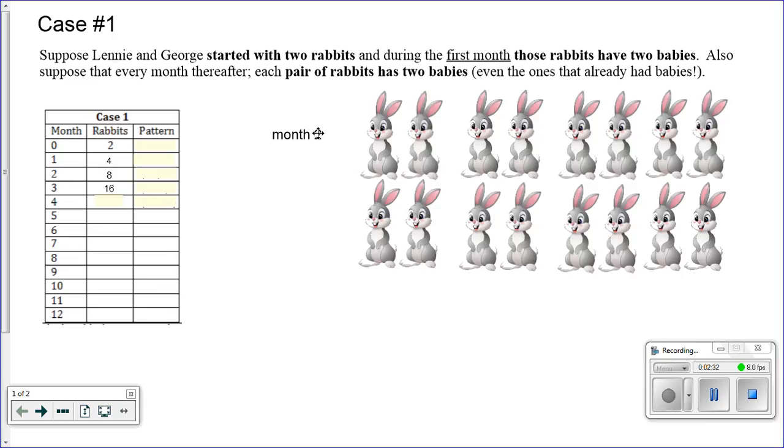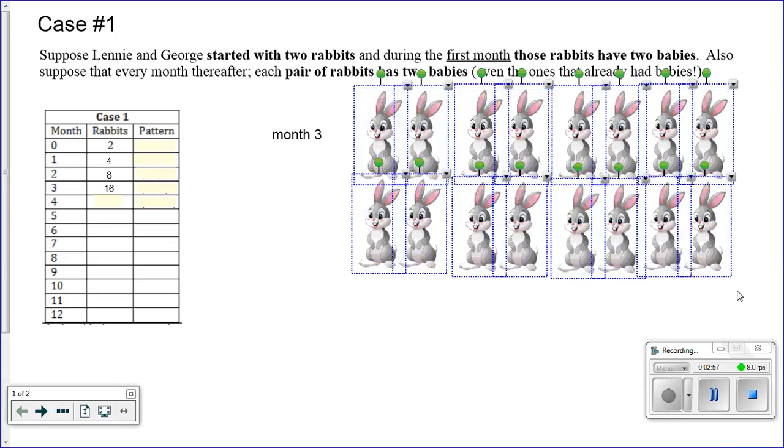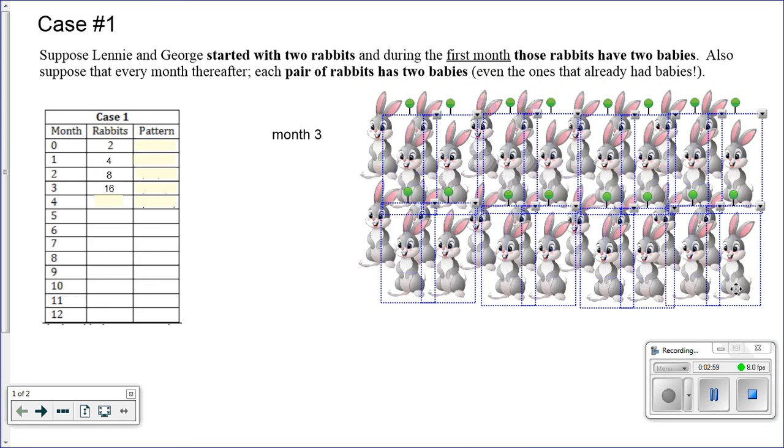So we have our original pair still here in the top left corner. They're going to have 2 babies. The pair down here is going to have 2 babies. 2 more babies for this pair. 2 more babies for this pair. 2 more for this pair. 2 more for this pair. 2 more for this pair. So on and so forth. Each of these rabbits has 2 more babies.